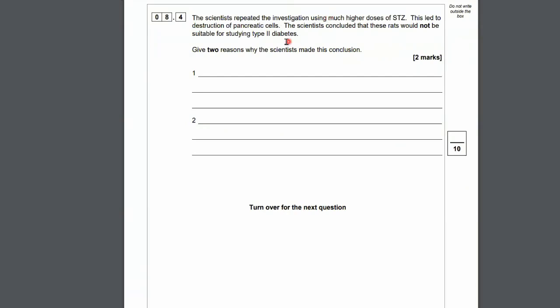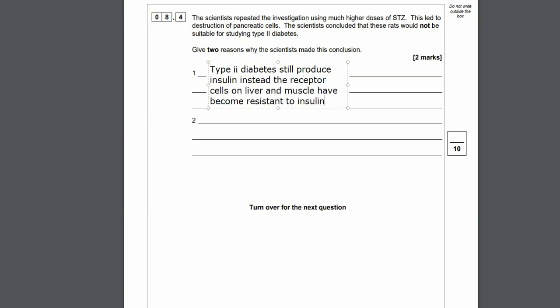8.4, the scientists repeated the investigation using much higher doses of STZ. This led to the destruction of pancreatic cells. The scientists concluded that these rats would not be suitable for studying type 2 diabetes. Give 2 reasons why. Okay, well, when you destroy pancreatic cells, you can no longer release insulin. Well, type 2 diabetics still produce insulin, so this doesn't make sense to study people with destroyed pancreatic cells. Because they still produce insulin.